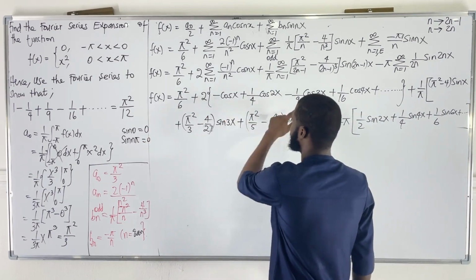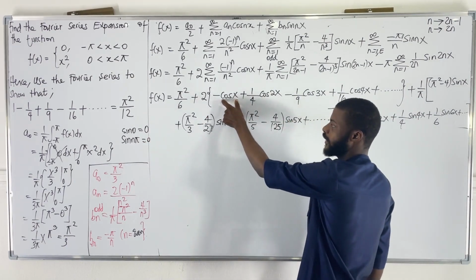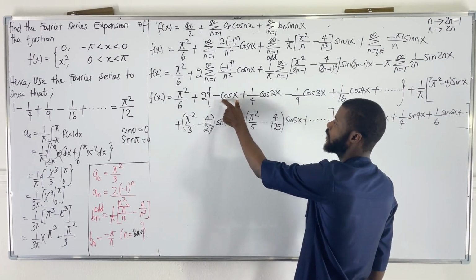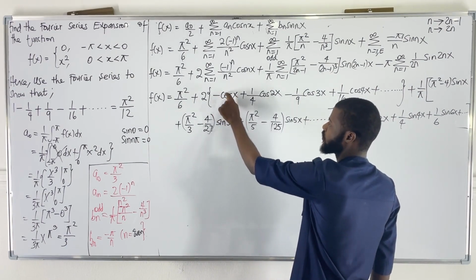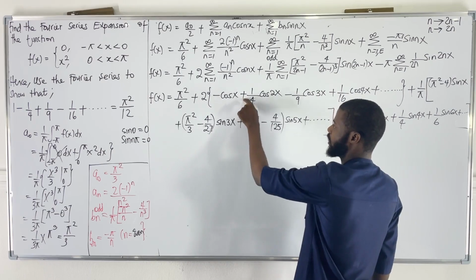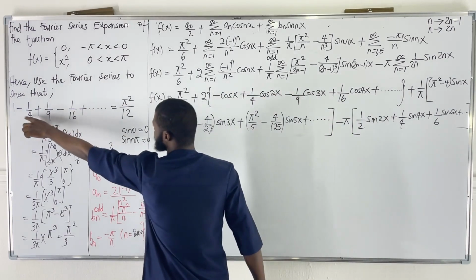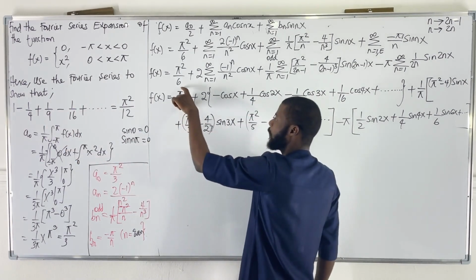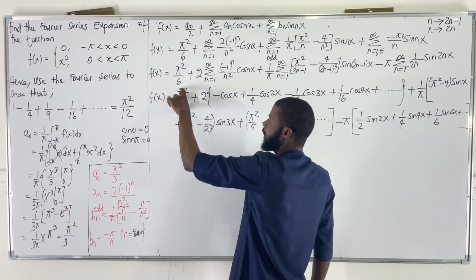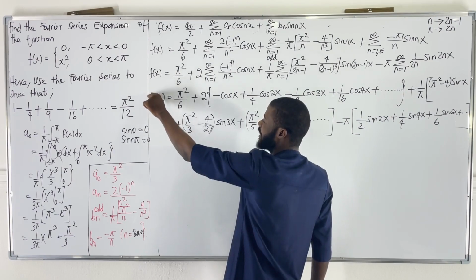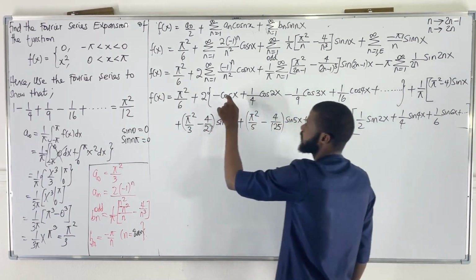Put in 0 here, because cos 0 is 1. So this will become minus 1 plus 1 over 4. If you notice, the sign is alternating. But if you pick your pi squared over 6 here, bringing it over will make it negative, so the minus here will multiply this minus.